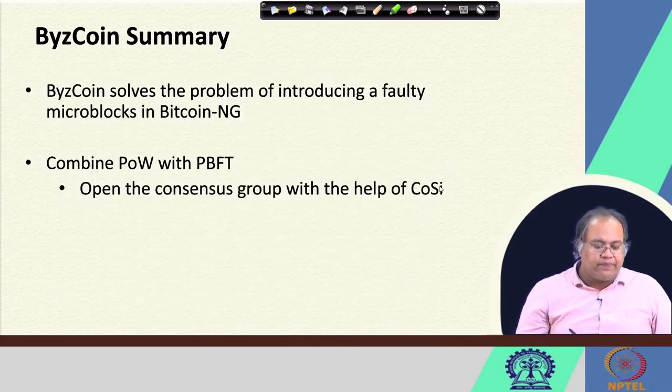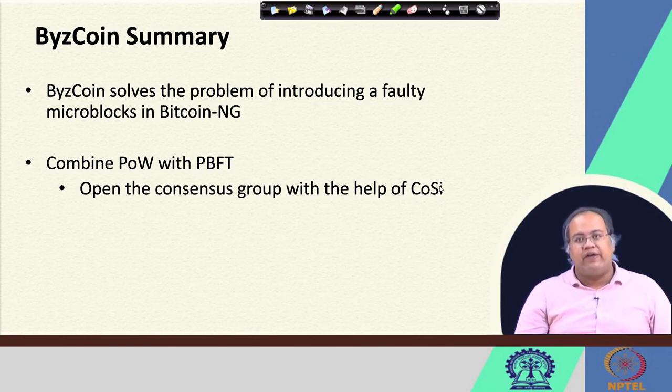So, if I just try to summarize what we have learnt in Byzcoin, Byzcoin solves the problem of introducing a faulty microblock in Bitcoin NG, which can severely affect the performance of Bitcoin NG. It combines proof of work with PBFT with the help of CoSi.